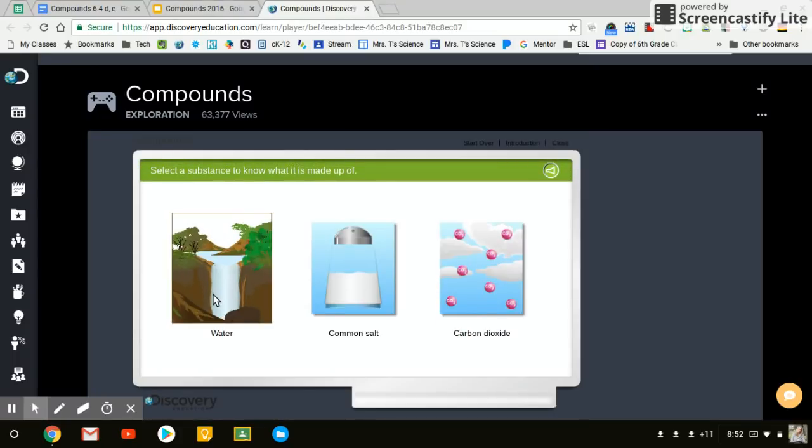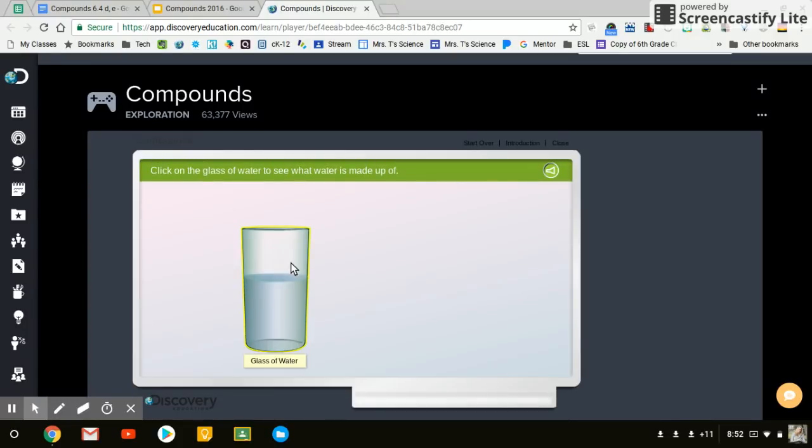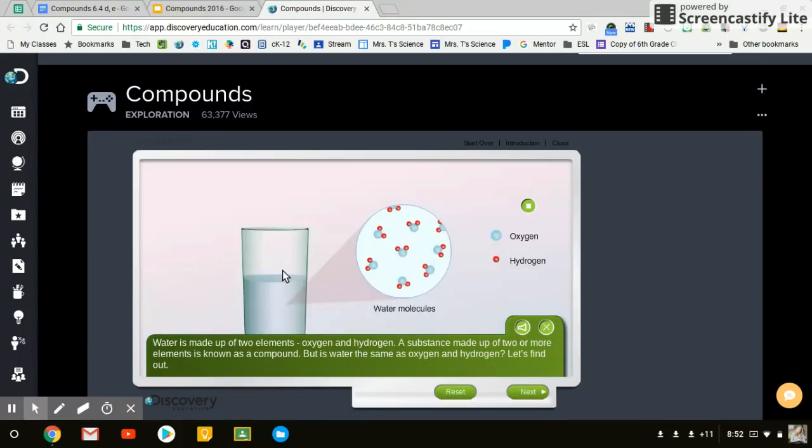Now, there's 3 substances that you can explore. We're going to look at water together, and after that, you will choose either salt or carbon dioxide to fill out your chart. Remember, you're not filling out the chart right now. You're just thinking and listening. So I selected water, and we're going to click on the glass of water to see what it's made up of. I'm sure it's no surprise that water is made up of hydrogen and oxygen atoms, H2O.